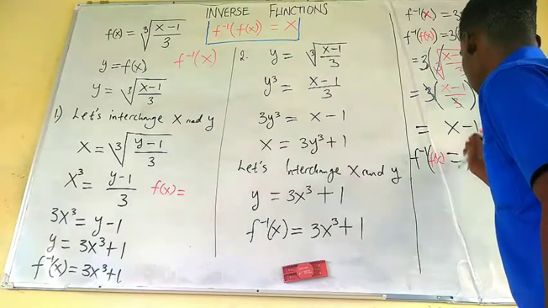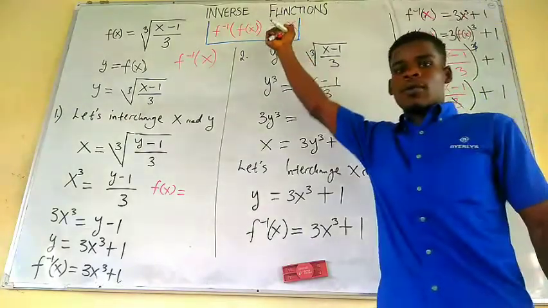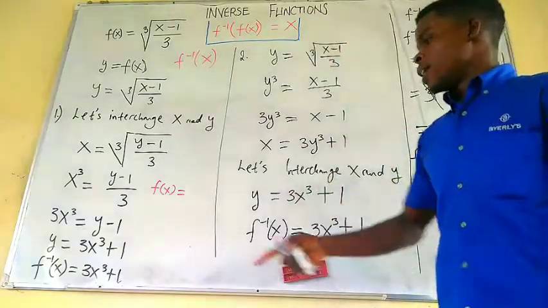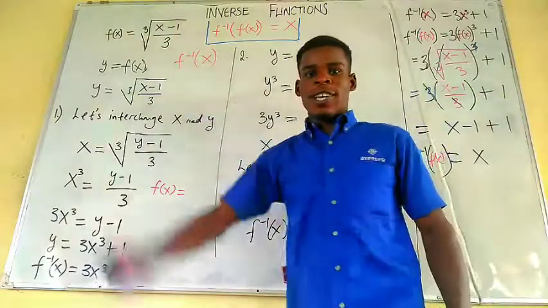Okay, so what are we saying here? That since this satisfies this rule, it is equal to x like this. So since it satisfies that rule, therefore this is the inverse of the function f of x.